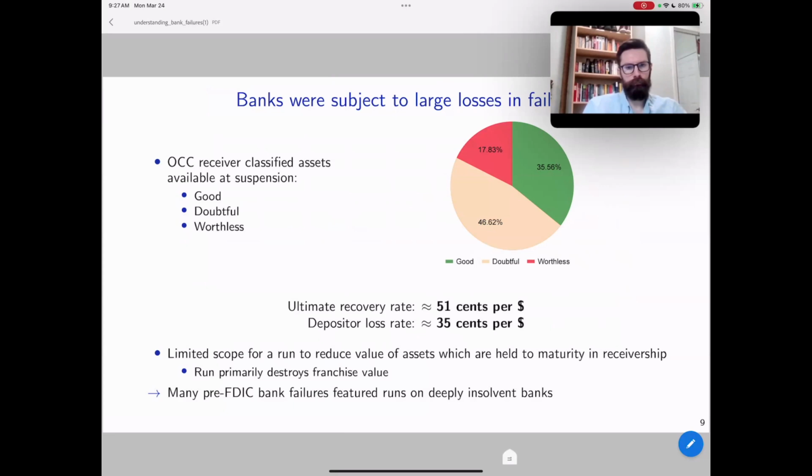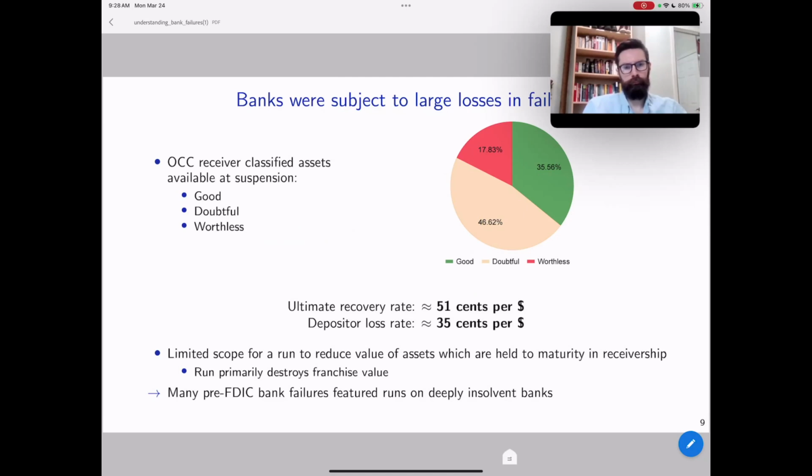Okay, what that meant is, in effect, as receivership progressed, these banks had recovery rates on all the nominal assets they were holding when they closed of only 51 cents on the dollar. And depositors, as a consequence of that, realized very large losses. And I just want you to understand that there's very limited scope for a bank run to reduce the value of assets that are still held by the bank once the bank run has concluded and the bank is closed, right? So the value of those assets is not affected by the fire sale of the bank run. They're only affected by the efficiency or inefficiency of the receivership.